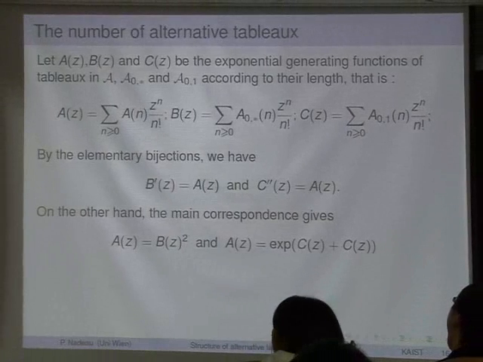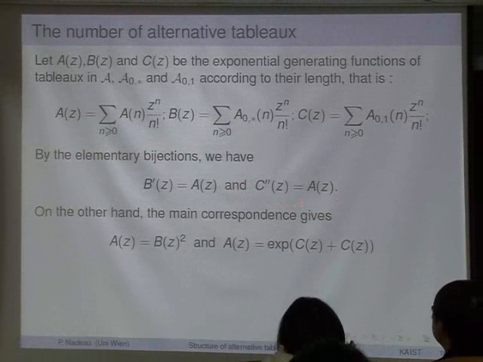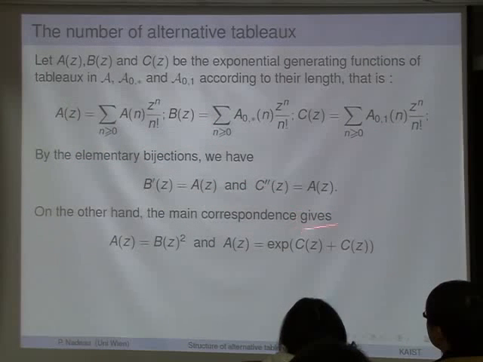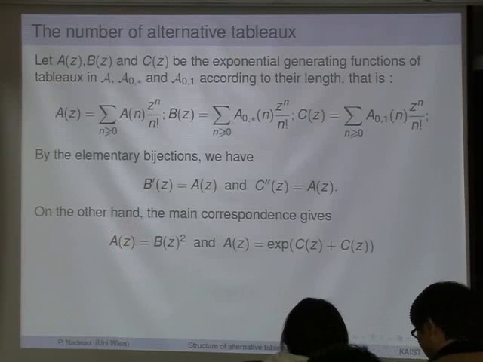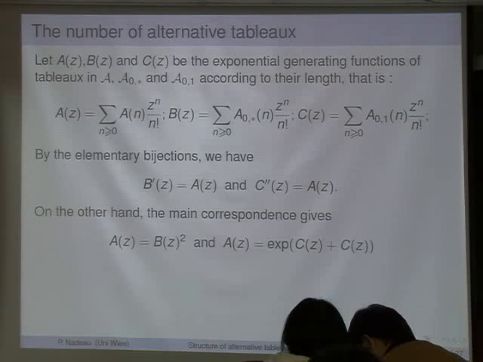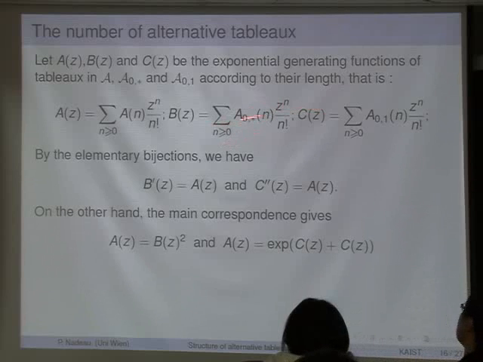If you write what it means on the generating functions, it means that the second derivative of C is equal to A. On the other hand, the corollary to the main theorem says that if you take a tableau, you can split it somehow into two tableaux. One is in A0 star of n, and the other one is in A star 0 of n. Of course, by transposition, the two have the same generating function.